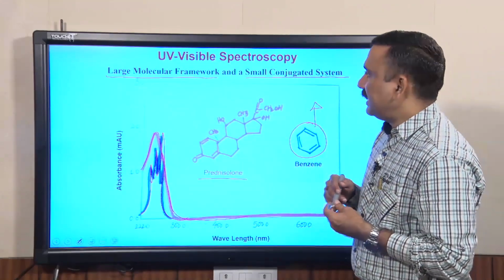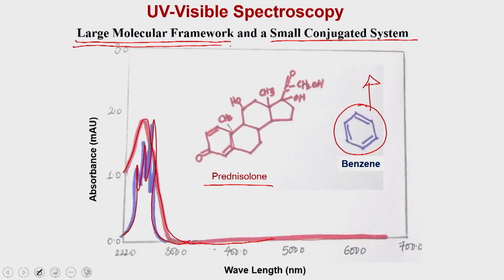Apart from that, we have also studied how a large molecular framework is going to give you a change compared to a small conjugated double bond system. We have taken the example of benzene, which is a small conjugated double bond system, whereas we have taken the example of the molecule called prednisolone, which contains a large molecular framework. As you can see, benzene gives a clear-cut absorption spectrum within the UV range, whereas prednisolone gives an absorption spectrum which is very different from benzene.